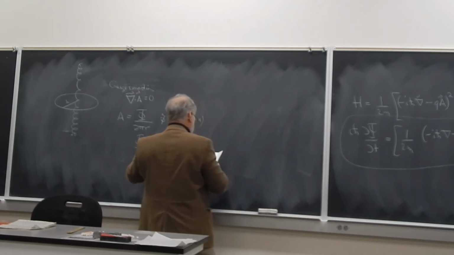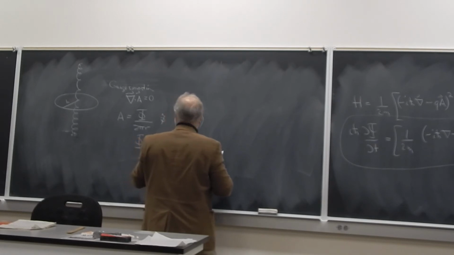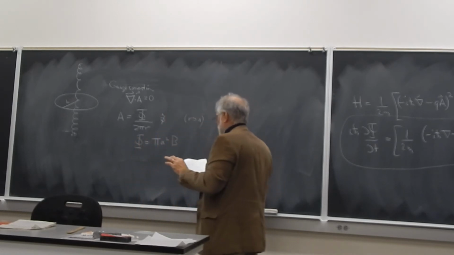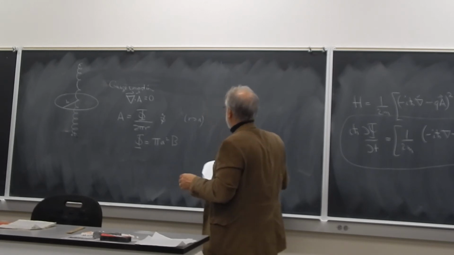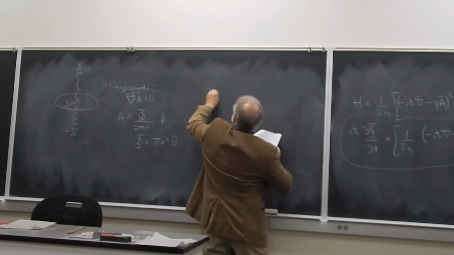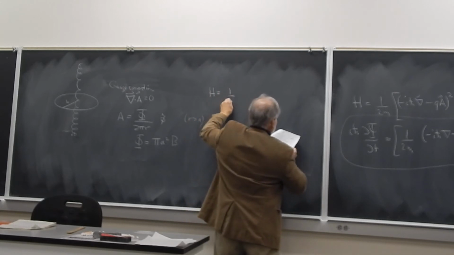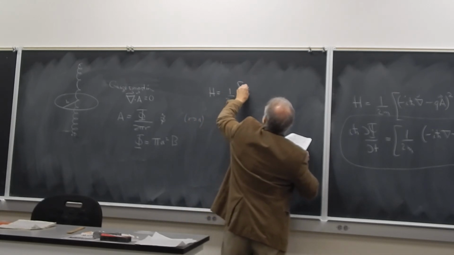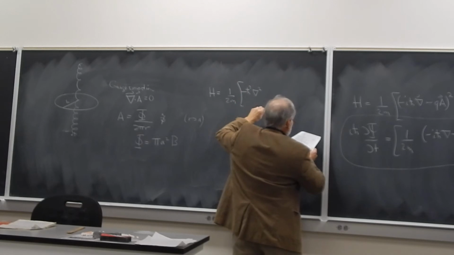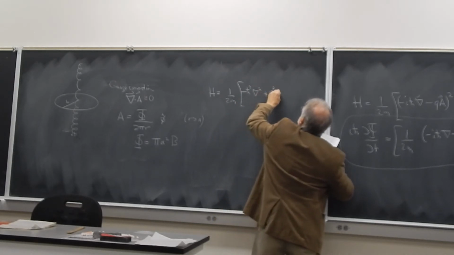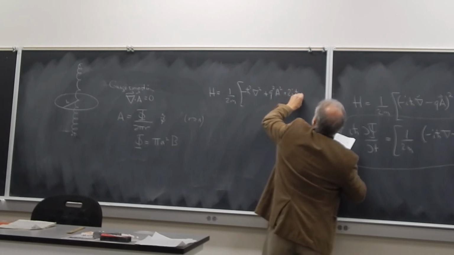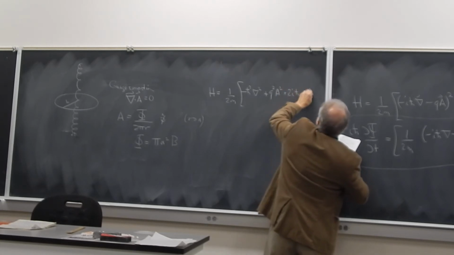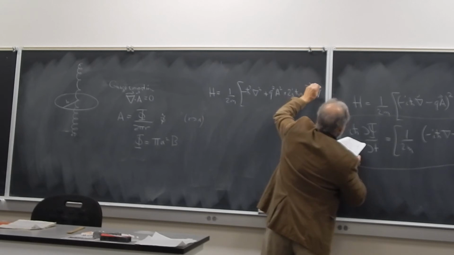Also, the electric potential is going to be 0 since the solenoid's uncharged. My Hamiltonian for this becomes 1 over 2m times minus h bar squared del squared plus q squared A squared plus 2i h bar q A dot del.